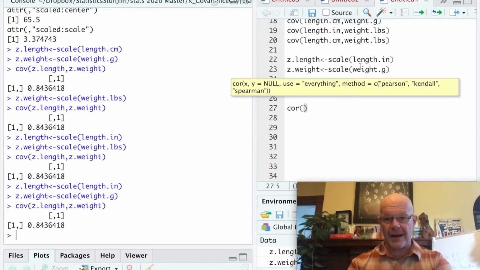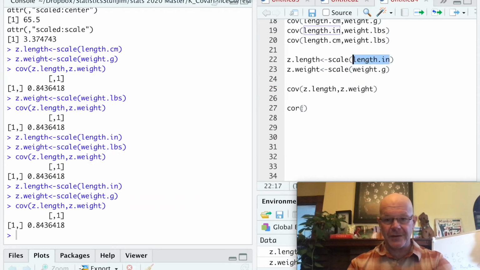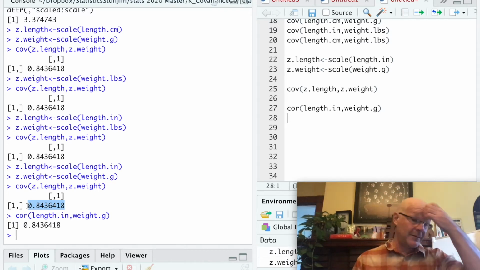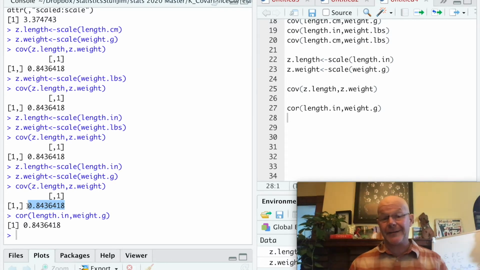And check this out, there's a function that does that, cor. And then I want to have my length in inches and my weight in grams maybe. Look at that. That's our correlation. Correlation is still a pretty big mouthful. Correlation, 4 syllables, whatever, sounds kind of smart. But it's got fewer syllables than standardized covariance. So that's 7 syllables. So let's stick with calling it correlation, since that's what the rest of the world calls it.